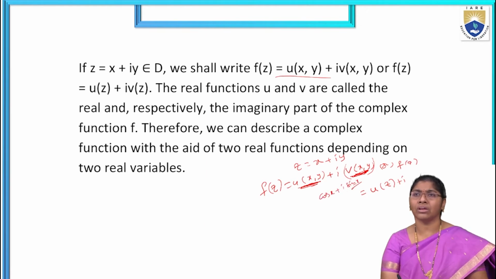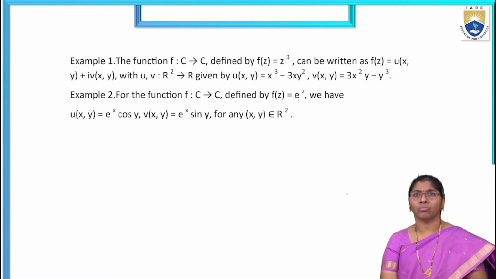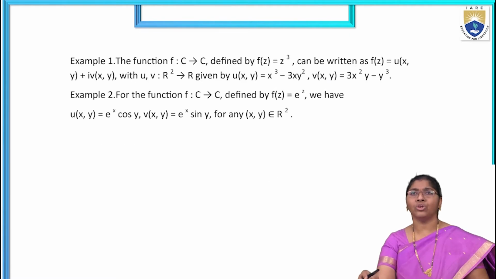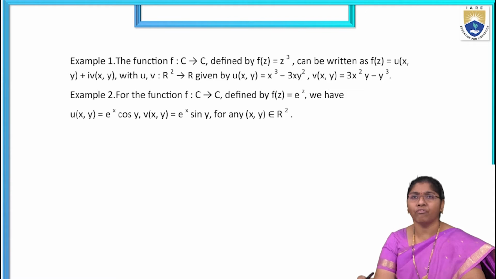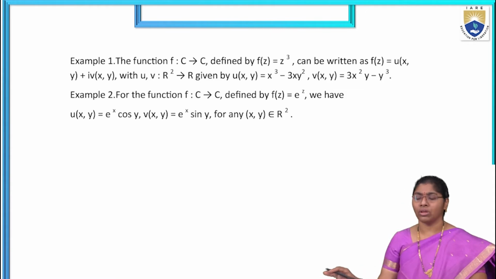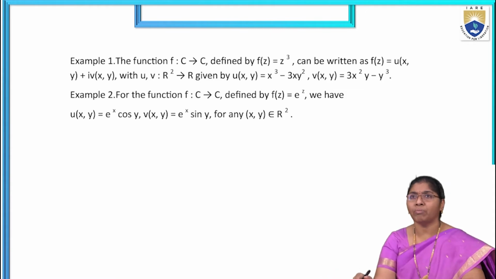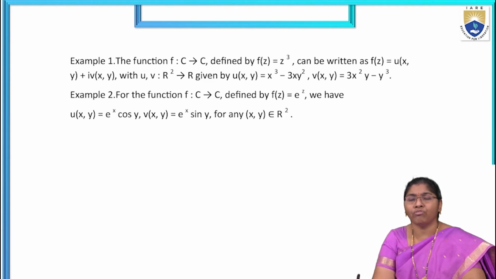Here sin x is a real number, but it is combined with i, which is complex. Cos x is a real number, a real variable. Now, for example, we can choose the function f from C to C defined by f of z equal to z cube or f of z equal to z square.